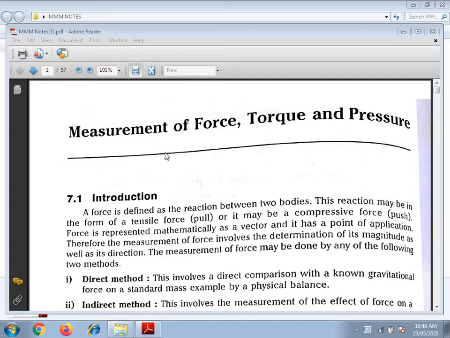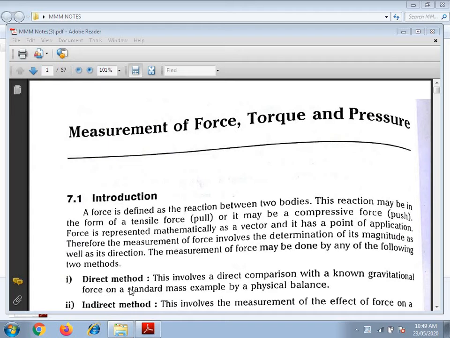Today we will discuss measurement of force, torque and pressure. So as you know, force is the reaction between two bodies. This reaction may be tensile or compressive, whatever it is. And this force may be found out by direct method or indirect method. Direct method involves direct comparison with unknown gravitational force on the standard mass, for example by physical balance.